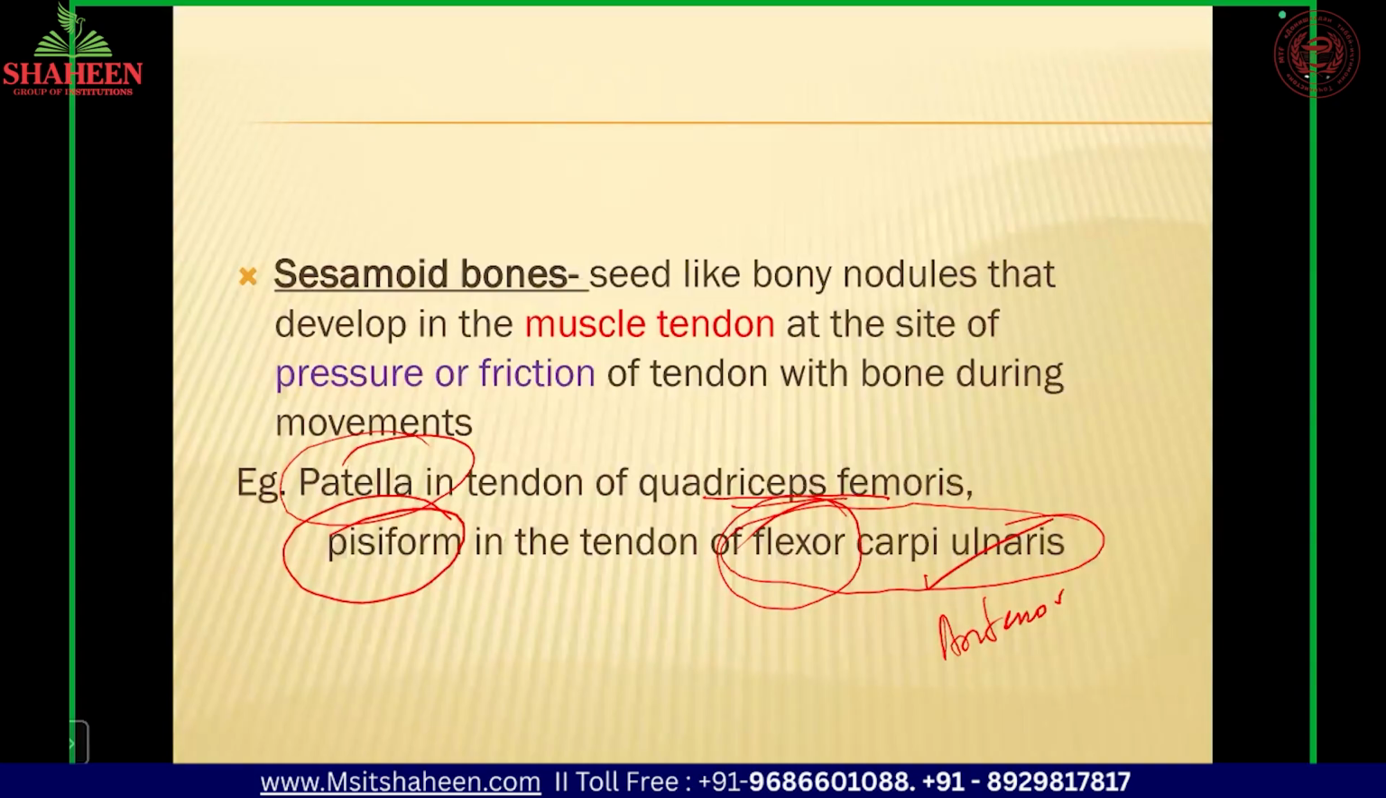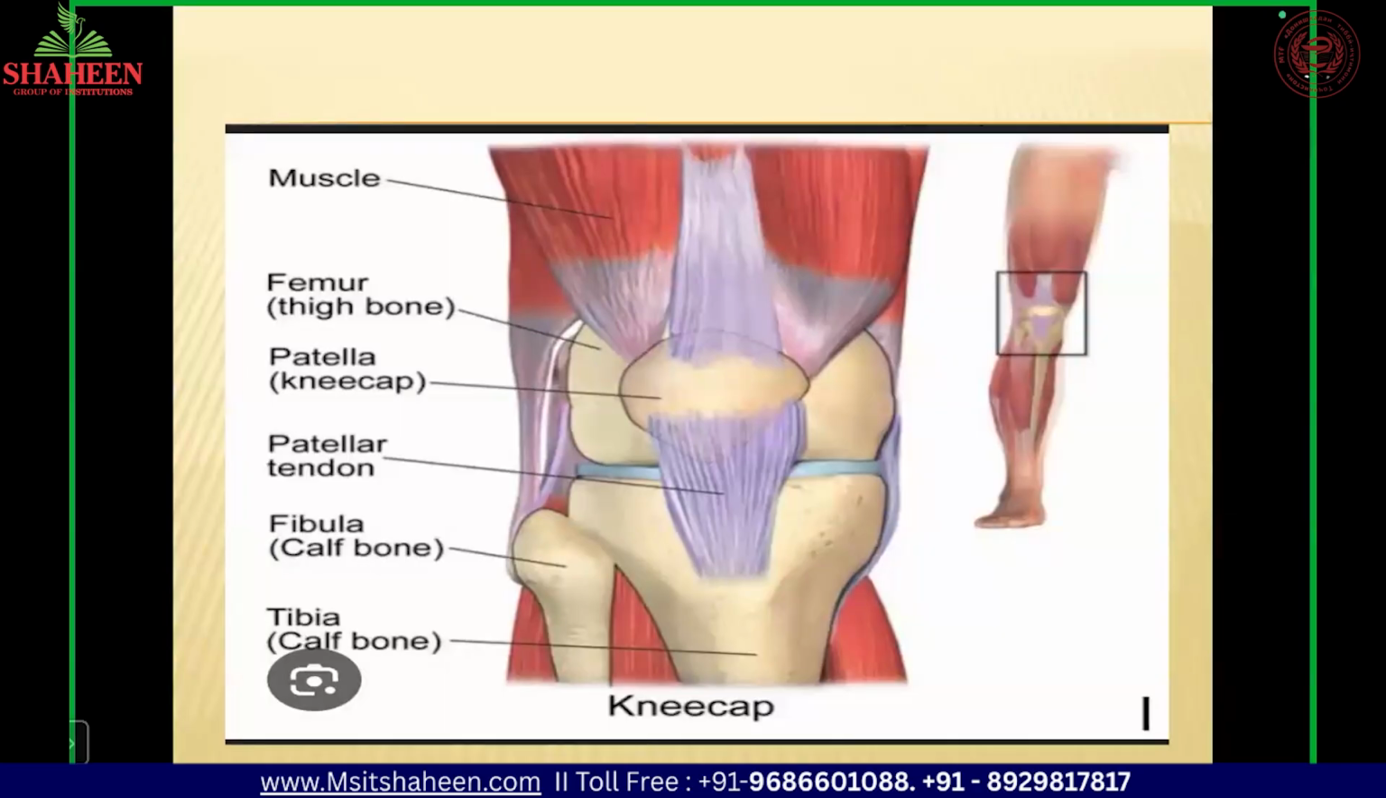So there are other sesamoid bones, but they are not that important. You should just be aware that they are present. So patella and pisiform are the common sesamoid bones. All right. This is the patella, which is seen in the tendon of the quadriceps femoris. This is the ligamentum patellae, these are the quadriceps femoris tendon, and this is the patella.